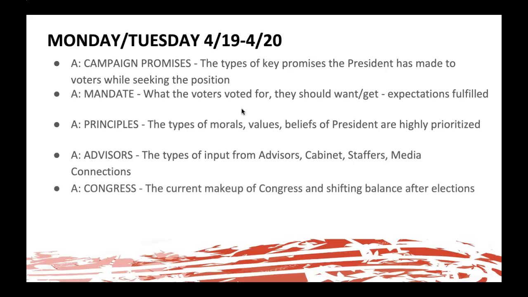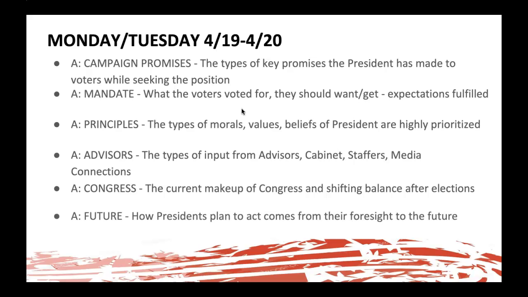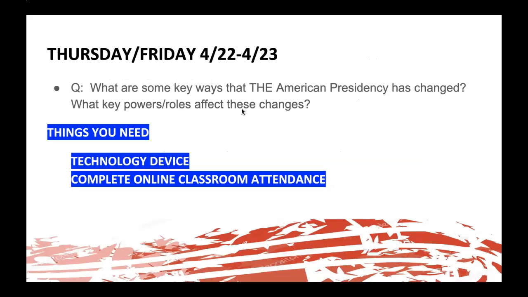Also, Congress is a huge factor too. Keep in mind that the current makeup of Congress and also the shifting balance after elections can affect the way that a president governs. A president needs Congress to enact pretty much almost all of their policy agenda. And also the future. How presidents plan to act accordingly now, and realizing that their actions now could very well affect the future for a lot of Americans, might of course affect their decision making. So there you go. There's the first question of the day and the answer. Let's move on to the second one.